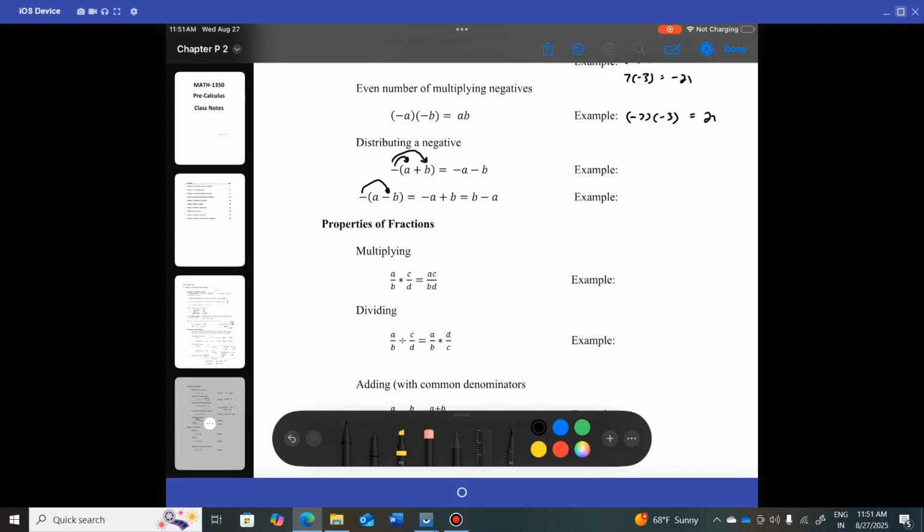So negative of 7 plus x is going to be -7 minus x. Negative of 7 minus x is going to be -7 plus x.